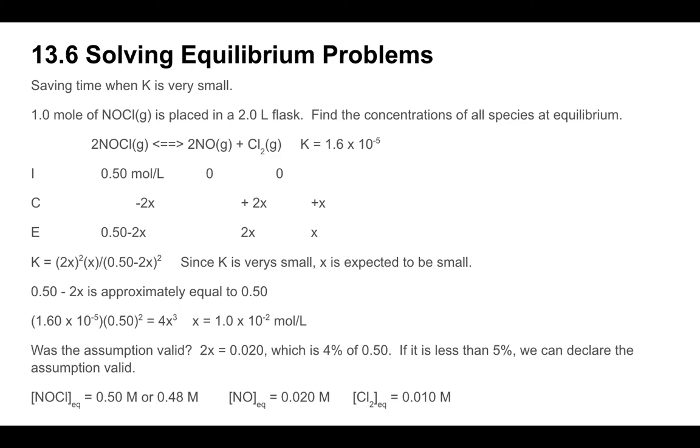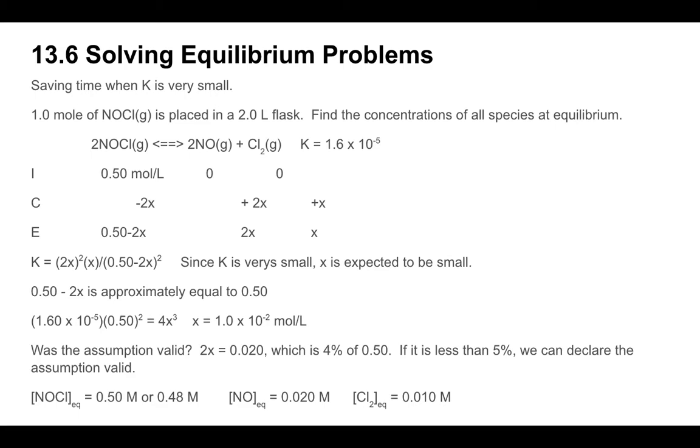Now, I've skipped a lot of algebra here, but you can put it on paper for yourself. Basically, K, 1.6 times 10 to the minus 5, times 0.5 squared equals 4x cubed. So then you divide both sides by 4 and take the cube root. You get x equal to 1.0 times 10 to the minus 2.